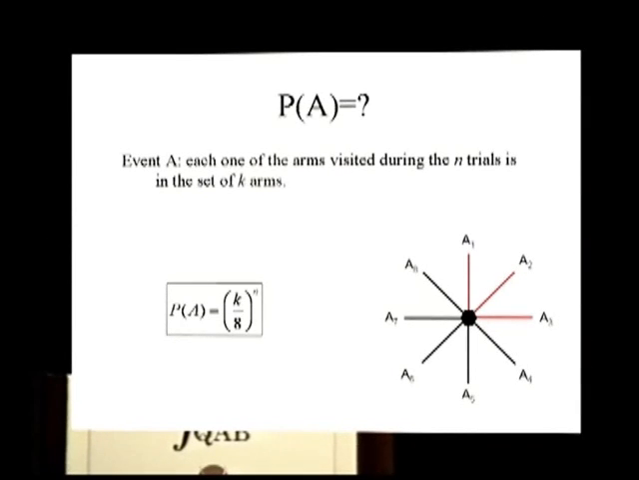So I'm just generalizing. If I want to make sure that the rat is just sampling from the K arms, well, the number of favorable cases is K. The number of total cases is 8. K over 8 is the probability that I sample from that restricted set. But I want that for n consecutive trials. These are independent, and therefore I just multiply them all, and I get this.